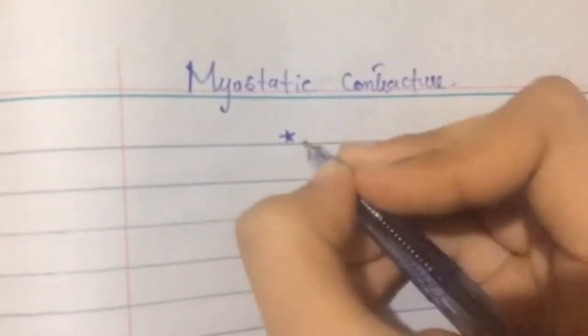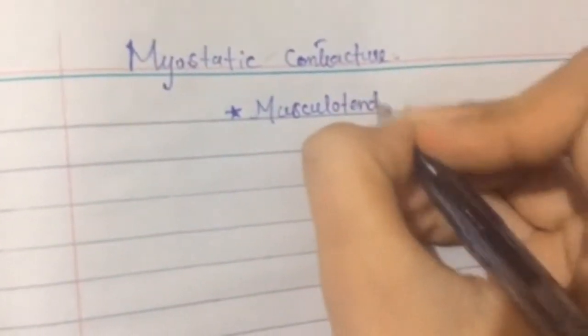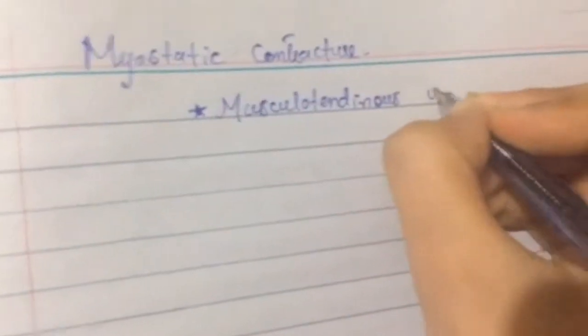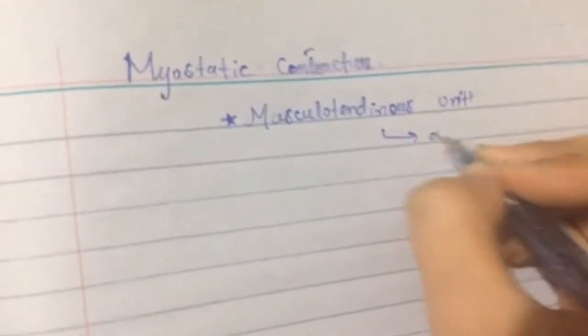Then we are going to study the types of contracture. The first one is myostatic contracture. Basically, myostatic or myogenic contracture is when the muscular-tendinous unit has adaptively shortened. Due to that, there is a significant loss of ROM.